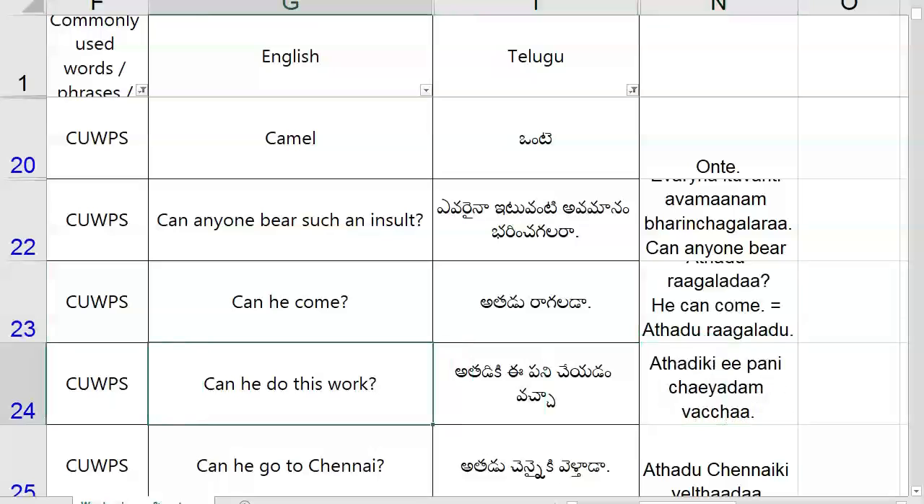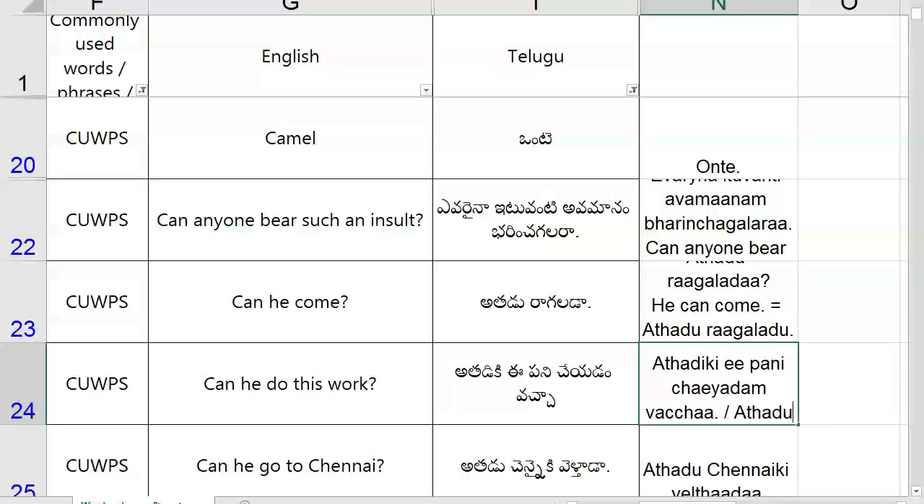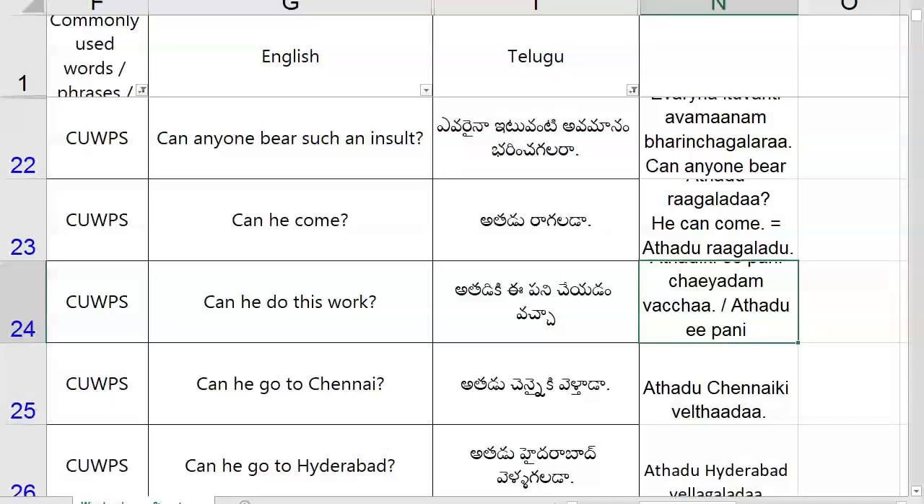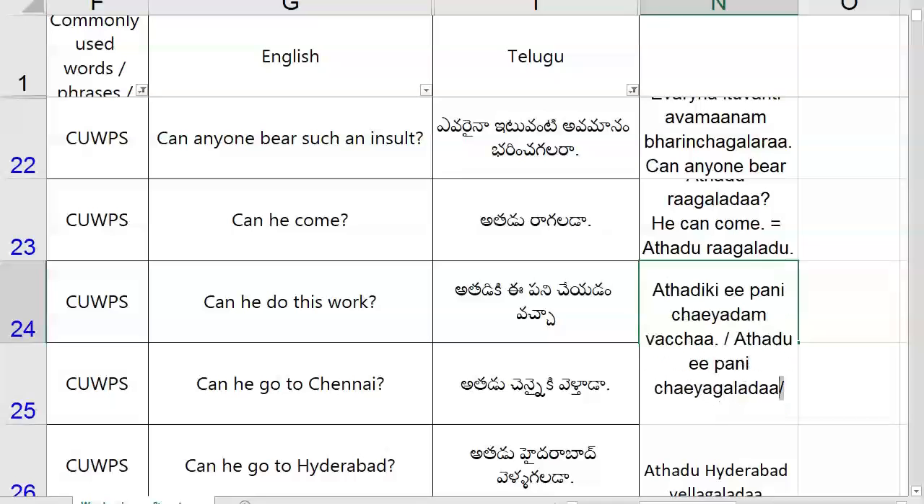Can he do this work, atadu. Okay, so this sentence can be translated into two methods. First one, word to word translation: can he do? I will write the other meaning also. అతడు ఈ పని చేయగలడా? అతడు ఈ పని చేయగలడా? So this is the second meaning, but both sentences can be used in real life situations, so you can use any one. Now let me explain the phrase's meaning.